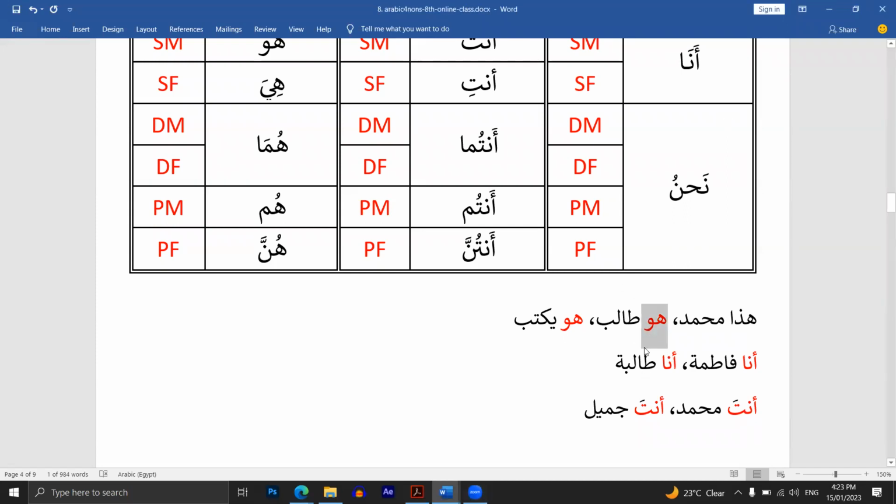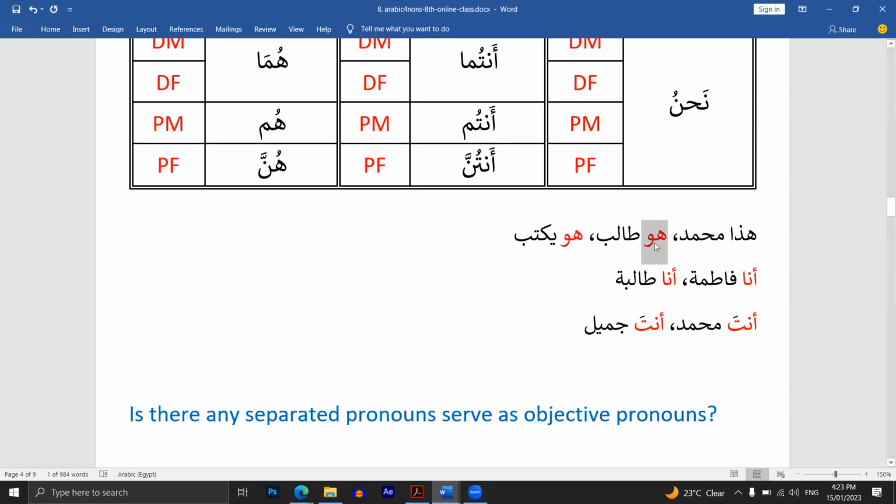So instead of repeating Muhammad, I just replace it with the pronoun huwa. And again, the separated pronoun will show up only in the beginning. As you can see, in this sentence, huwa talib, we started with a pronoun. This sentence, we also begin with a separated pronoun. In all the cases that we are going to use the separated pronoun, it will show up in the beginning of the sentence. I hope you get the idea.